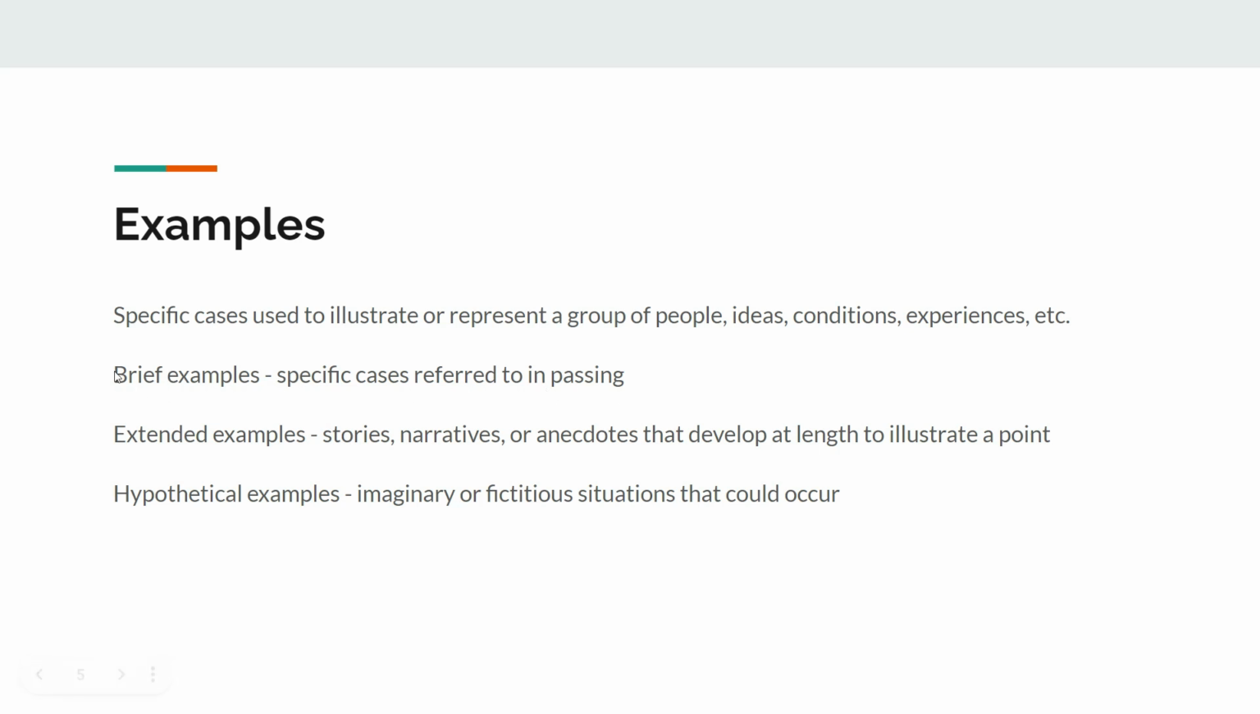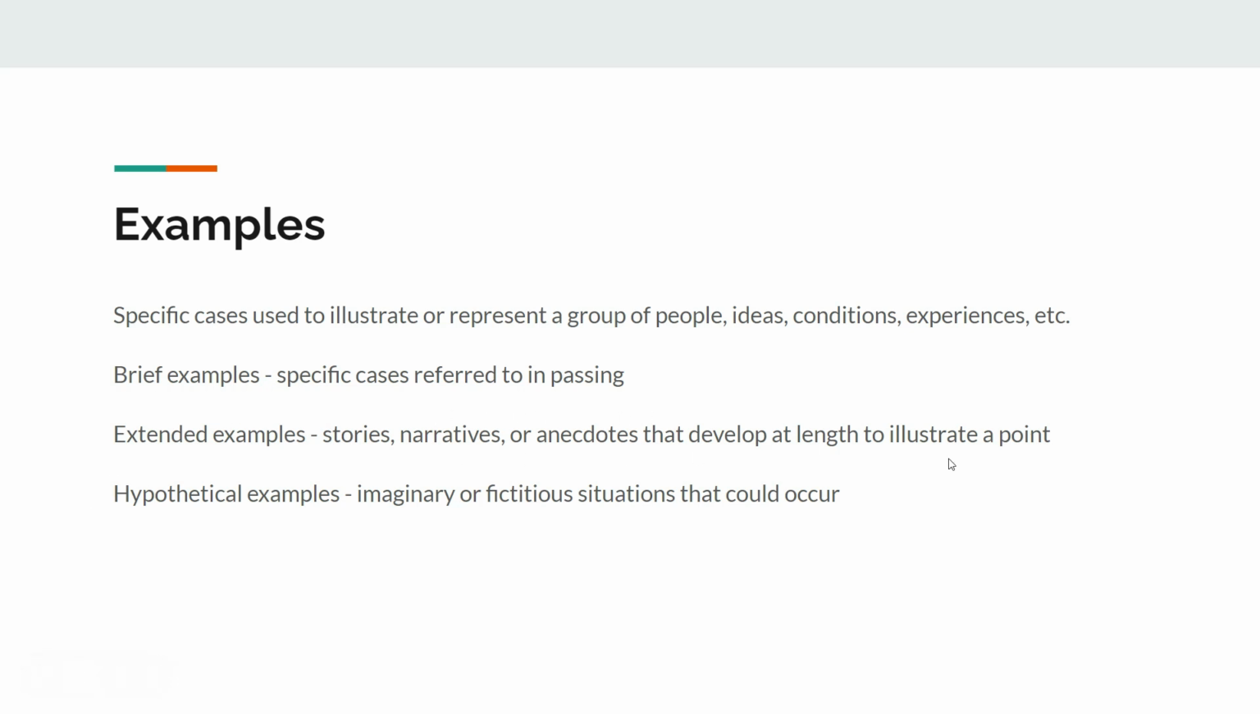Brief examples are just really short little things that you refer to in passing to clarify an idea, right? So if I'm talking about Bethany needing to be more comfortable, I might bring up, have you ever gone up to the 5th floor of Anderson in the summertime, right? And then say there are many places on campus that suffer from that. That would be a brief example, just something really quick that I refer to in passing.